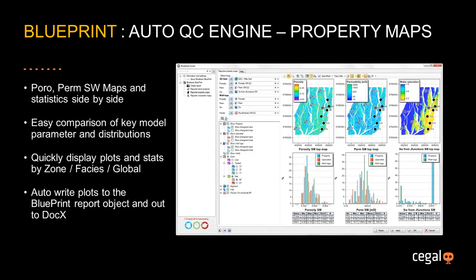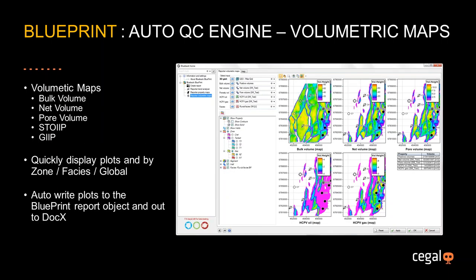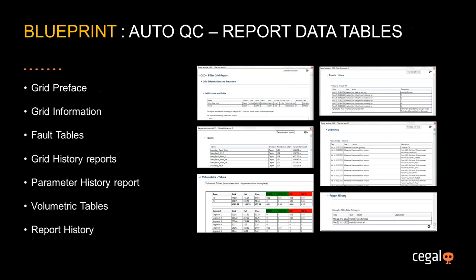So on top of Trend Analyzer, we have a property map engine, which allows you to make a comparison of key model statistics side by side, along with distributions and statistics. We have a volumetric map engine, which allows you to plot bulk, net, pore, STOIIP, GIIP maps side by side, along with tabular summaries. And then we also have a load of tabular elements that can be enabled within reports to provide grid information, information on faults, histories of grids and parameters, volumetric tables, history of the report object itself.